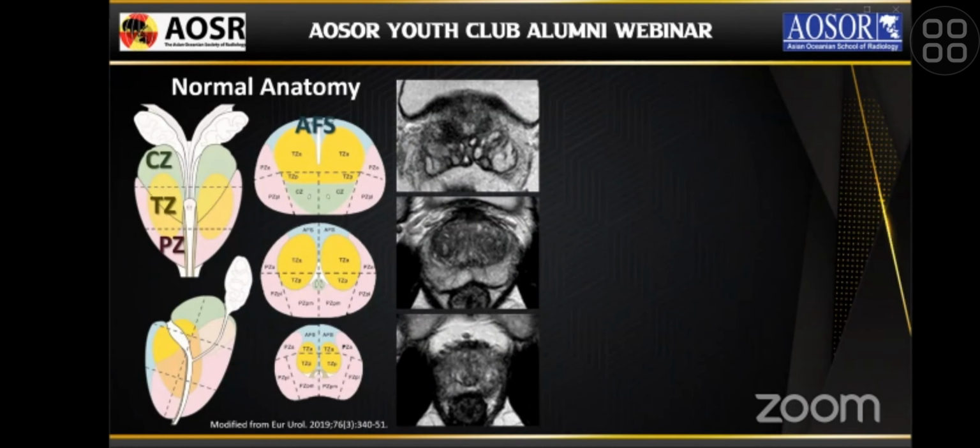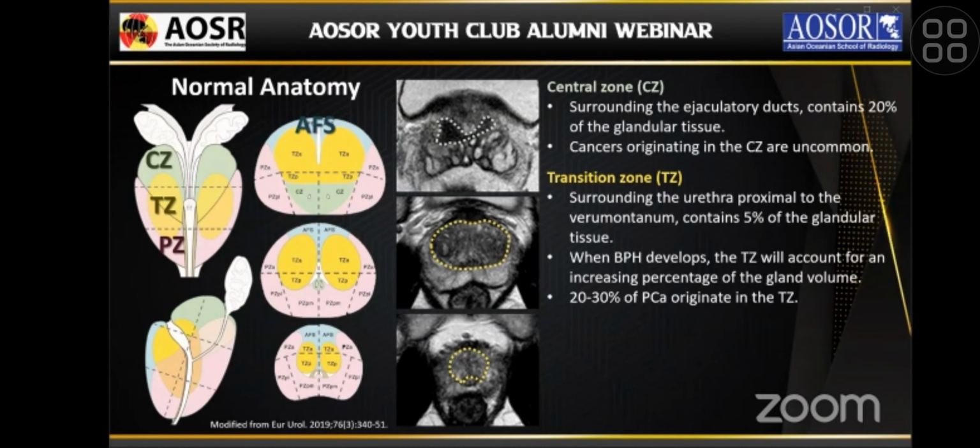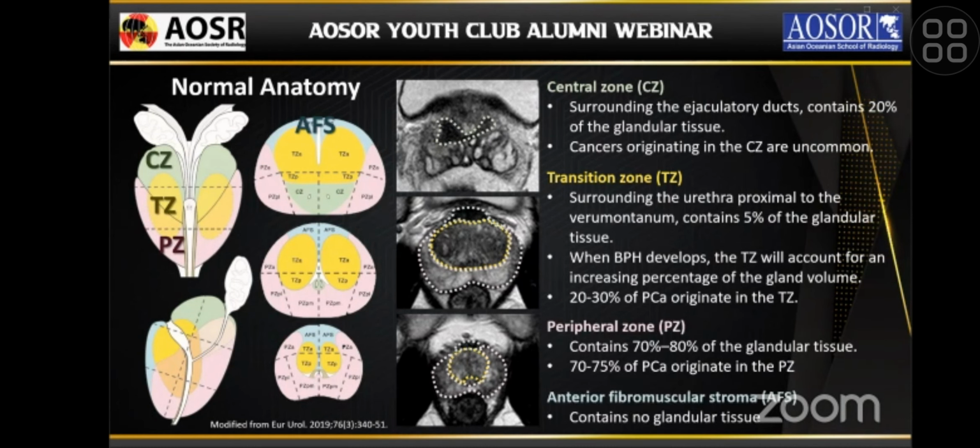Understanding normal prostate anatomy is crucial for accurate MRI interpretation. The prostate is divided into several zones: the central zone, the transition zone, the peripheral zone, and the anterior fibromuscular stroma. The peripheral zone is the most common site for prostate cancer, followed by the transition zone. Benign prostatic hyperplasia (BPH) develops mainly in the transition zone, making the evaluation of cancer difficult.